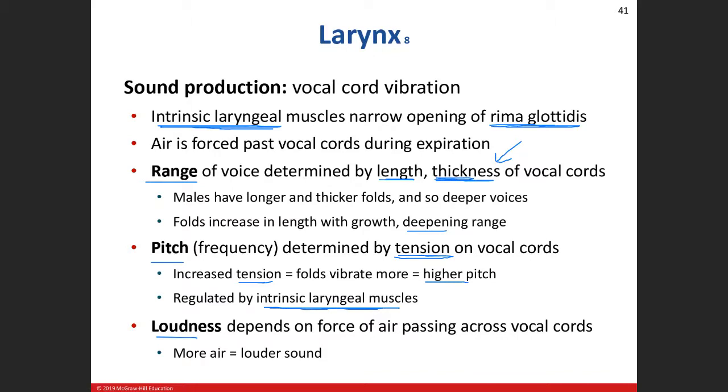Then loudness, this is all dependent upon how much and how forceful the air is as it's moving across your vocal cords. So the more air you get across, the louder it sounds.